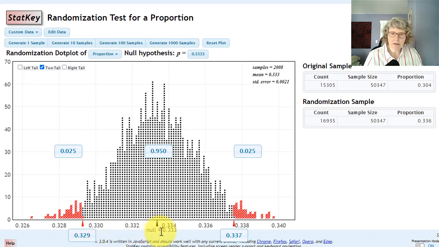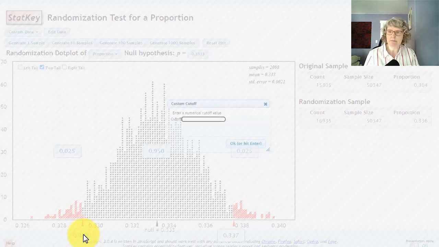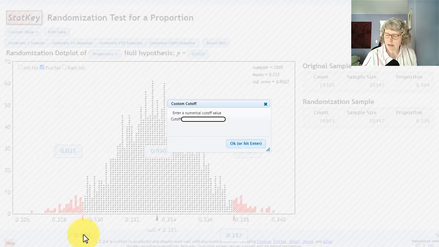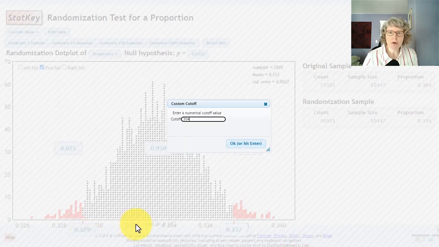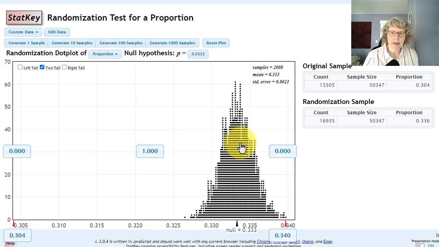We need to put that in along the horizontal axis on the correct side. If it's less than the null, we need to put it in the left side. If it's greater than the null, we need to put it in the right side. Otherwise it gets confused. In our case, it's below the null, so we need to put it on the left side. So I'm going to click on the left side, put 0.304.